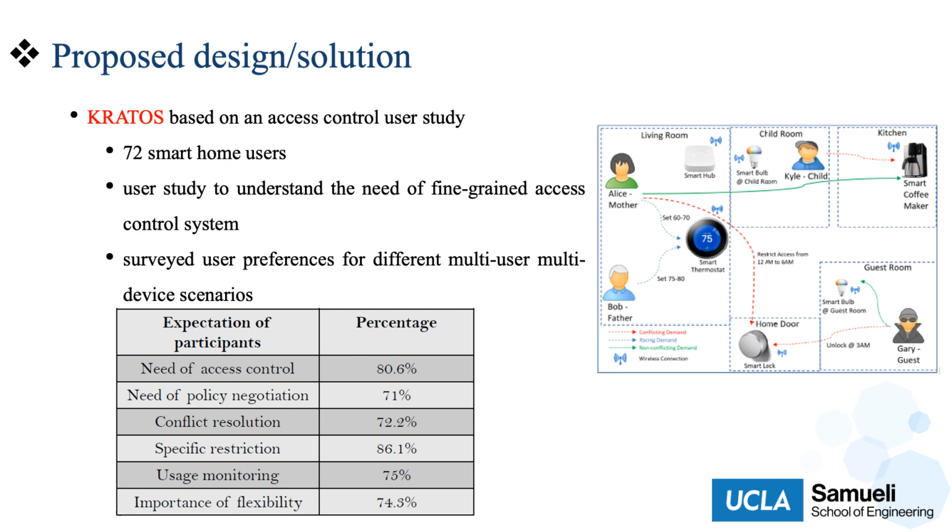So what do they really want to see in a smart home system? They need access control, policy negotiation, conflict resolution, and a way to specify the different restrictions. For example, a parent can set up a rule for their child that they cannot access the coffee machine, or that they have only limited access to certain devices. And who gets the priority in a system? If you have someone setting up the thermostat, then who defines the final value to be set for the whole home?